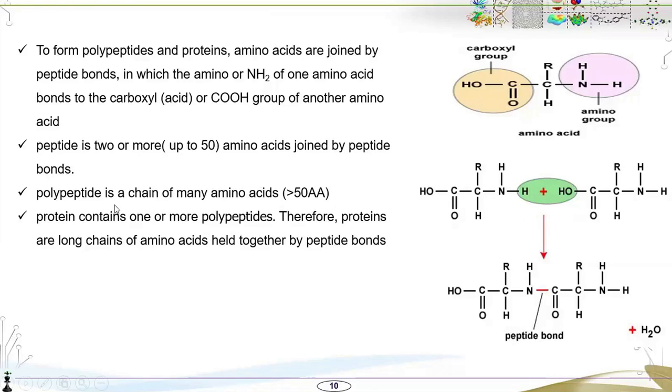Next, a polypeptide is a chain of many amino acids. When I say polypeptide, meaning a chain of many amino acids, it should be more than 50 amino acids. If it is less than 50, we call it a peptide. If the amino acid linkage is more than 50, then we call it a polypeptide. The terms are differentiating. Polypeptide means more than a number of peptides, whereas we have monopeptide, dipeptide, tripeptide. An example of a tripeptide is glutathione.